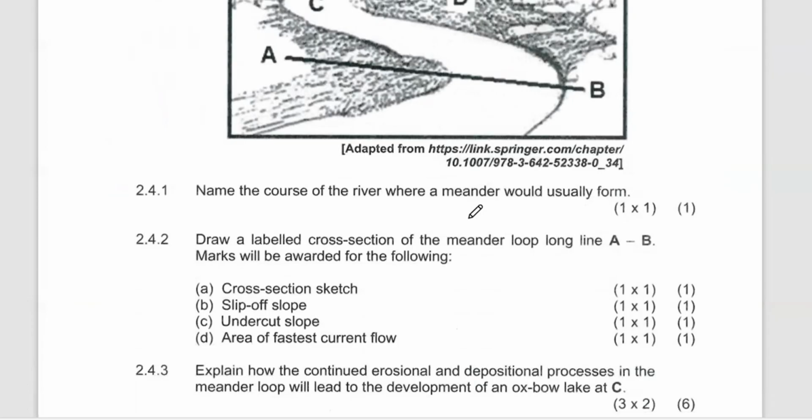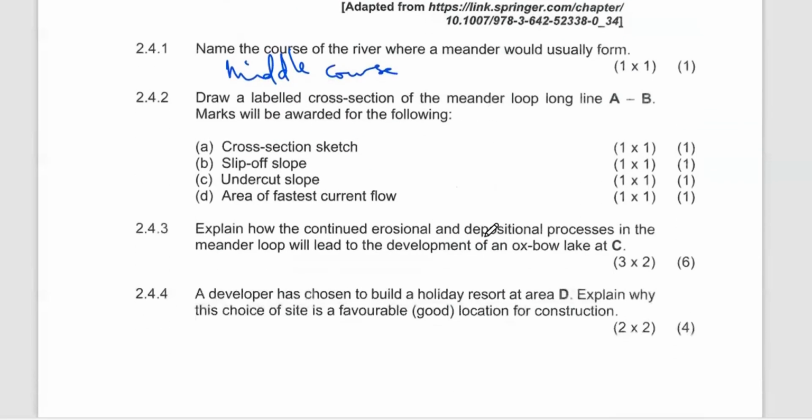Right, name the course of the river where the meander would usually form. The meander is a typical landform in the middle course of the river as we approach the lower course of the river. So typically the meander is a landform which is predominantly in the middle course of the river, going towards the lower course of the river. That is where we tend to find the meanders developing.